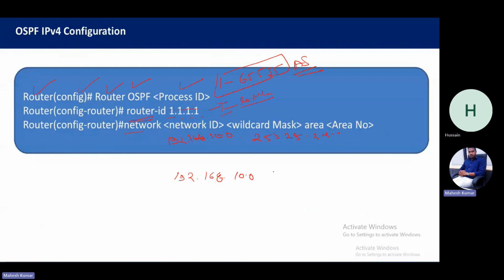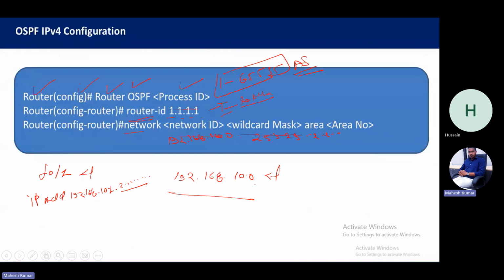In RIP we used only the network ID, not the subnet mask, right? But when you are assigning an IP to an interface, let's suppose FastEthernet 0/1, you assign 192.168.10.1 and 255.255.255.0, right? So here, after the network ID, we need to assign the wildcard mask.